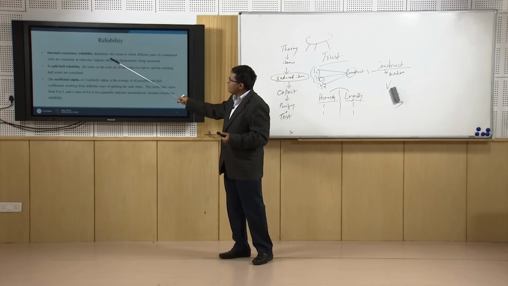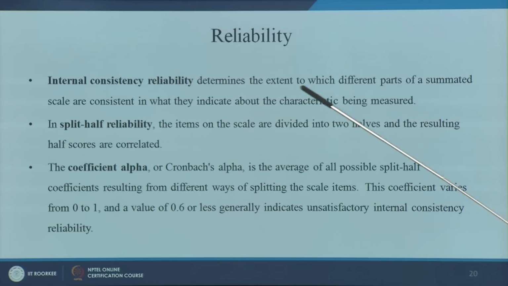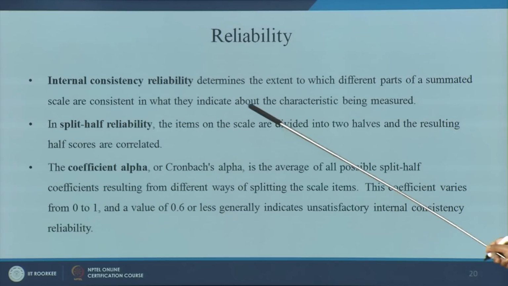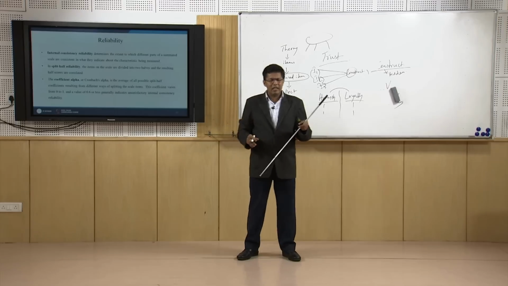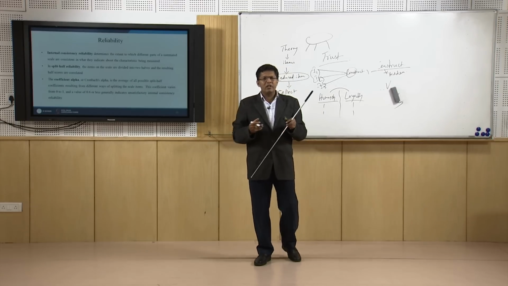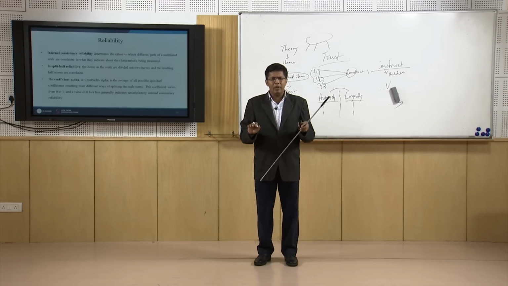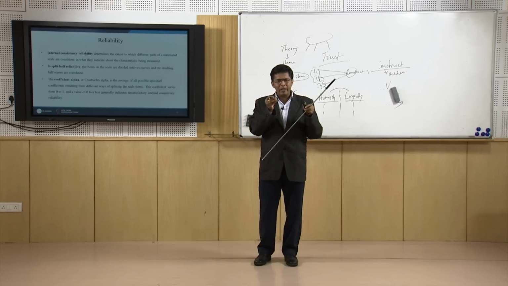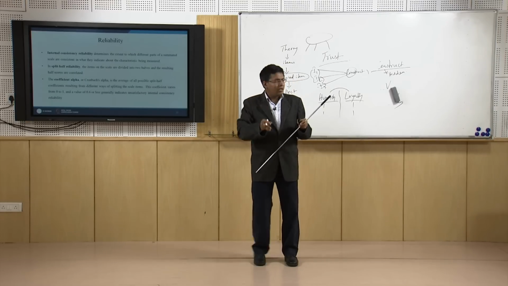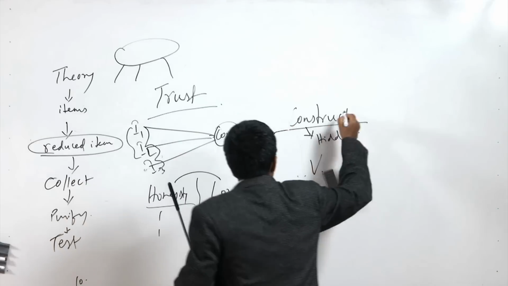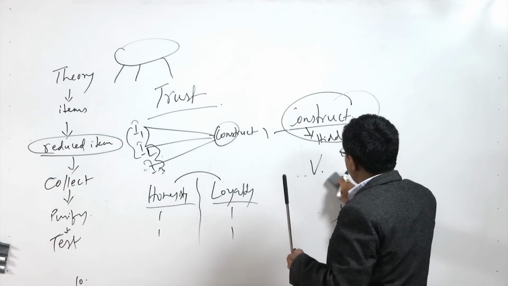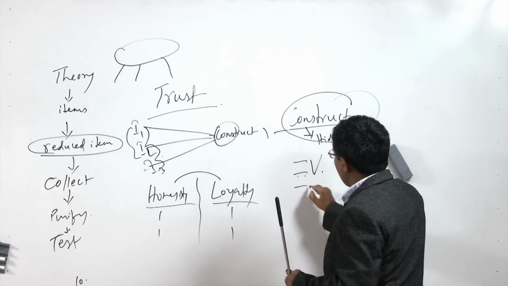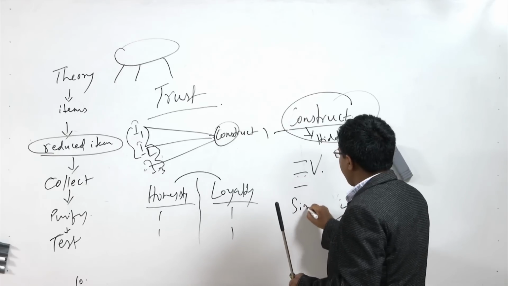Internal consistency is something like the different parts of a summated scale being consistent in what they indicate. In simple terms, please remember, internal consistency will only be high when there is a high correlation among the items. Then only will there be internal consistency, because the summated scale will again say that whatever result this construct gives, you would get the same if you did it individually, like a simple regression or a multiple regression.